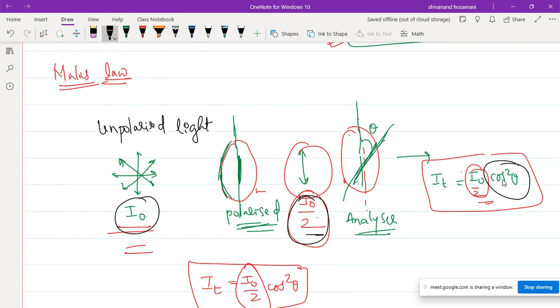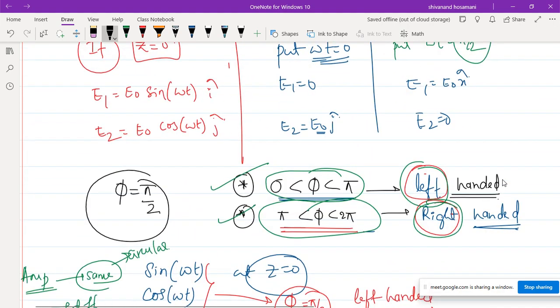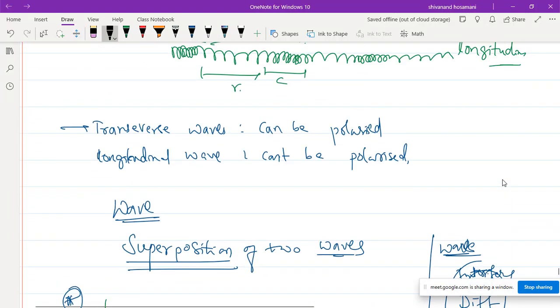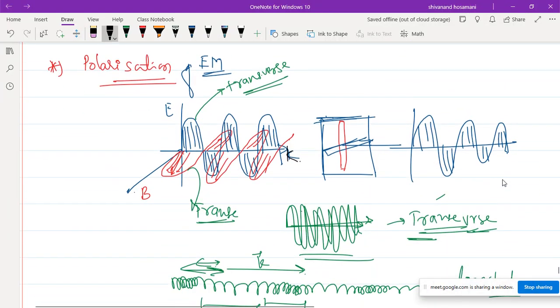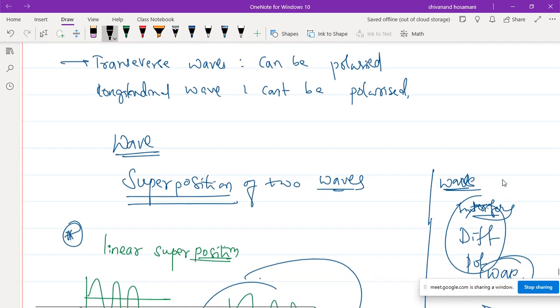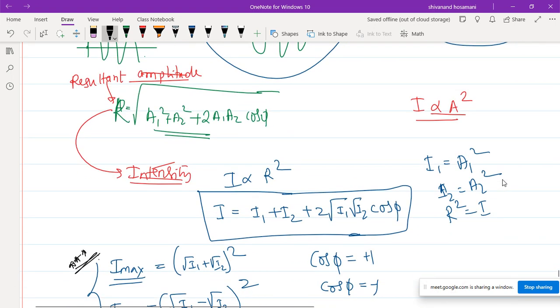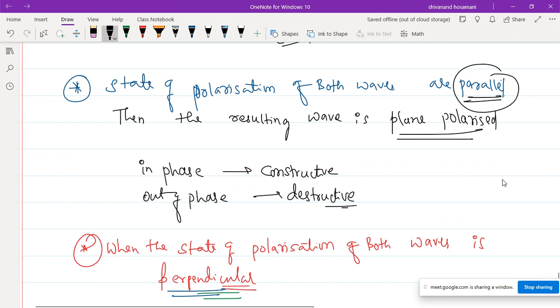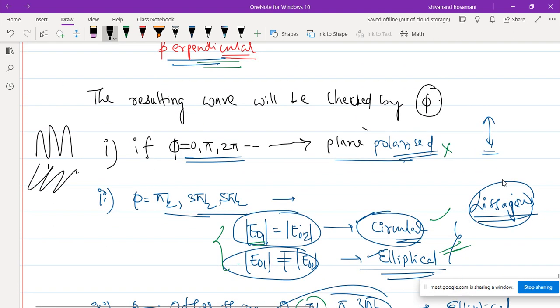The next concept is about the polarizer. See what we have studied in the case of the polarizer. We discussed what exactly polarization means: transverse waves can be polarized, longitudinal waves cannot be polarized, not even by linear superposition and perpendicular superposition. In the case of perpendicular superposition, whether they are linearly polarized, that is nothing but plane polarized only. Another name for this is linearly polarized.